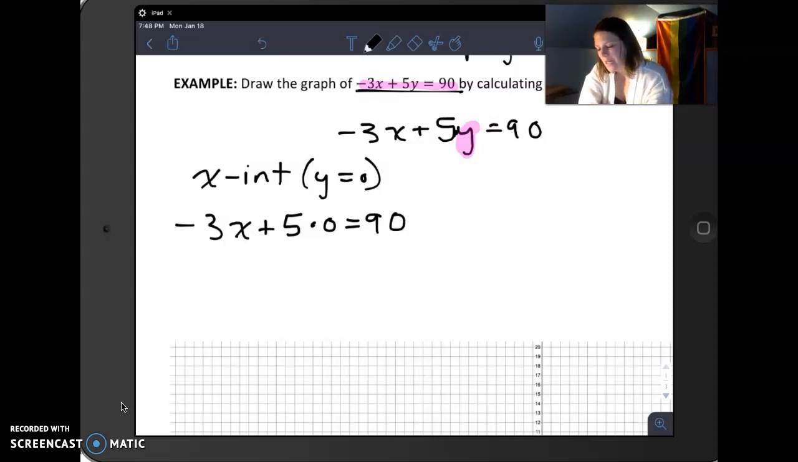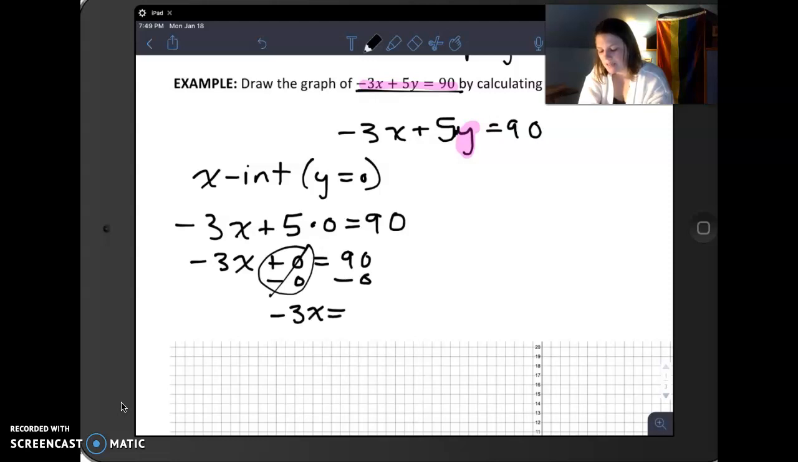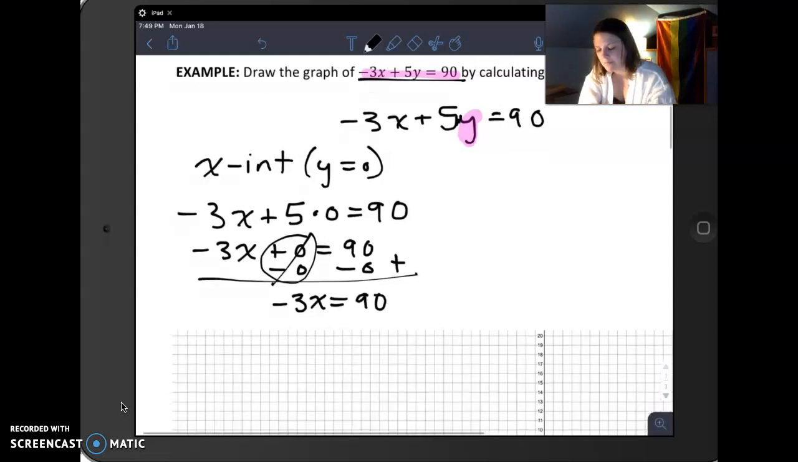Same idea here. The difference is that whenever you multiply by 0, you get 0. And so this becomes negative 3x plus 0 equals 90. And if you wanted to do it a little bit slower, the way that might make the best sense to you, you could say, okay, I'm going to subtract 0 from both sides. That means I have negative 3x, and 90 plus 0 or 90 minus 0 is just 90.